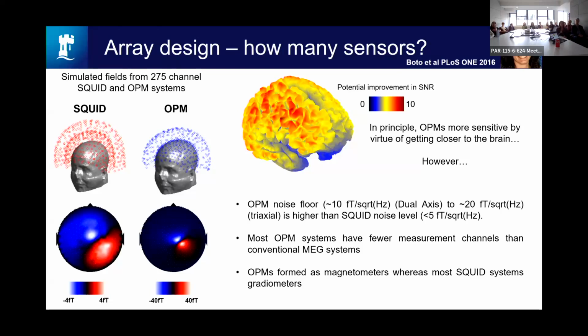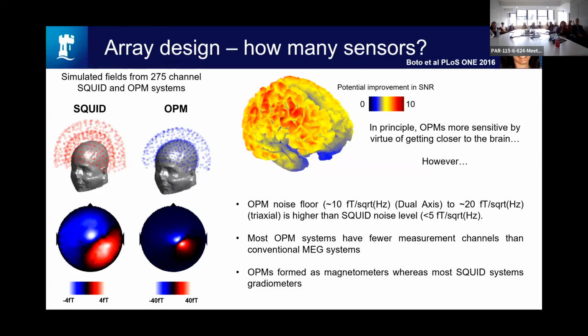So we're compensating. We're getting closer to the head, but actually the two things kind of cancel each other out. And then the other problem is most OPM systems have fewer measurement channels. A SQUID system will have 300 or so channels. An OPM system might have anywhere between 50 and a couple of hundred. So it's like comparing apples and oranges. You've got so many more channels by the time you do source reconstruction. So actually, this was an image showing how much better OPM should be, but we're not there yet.